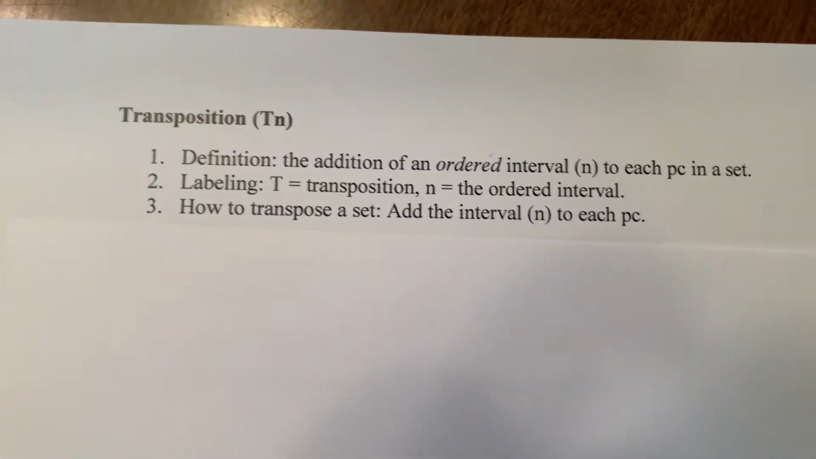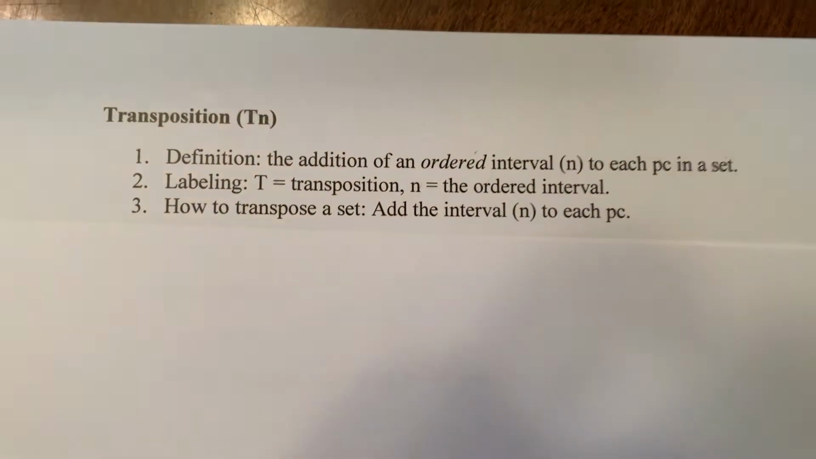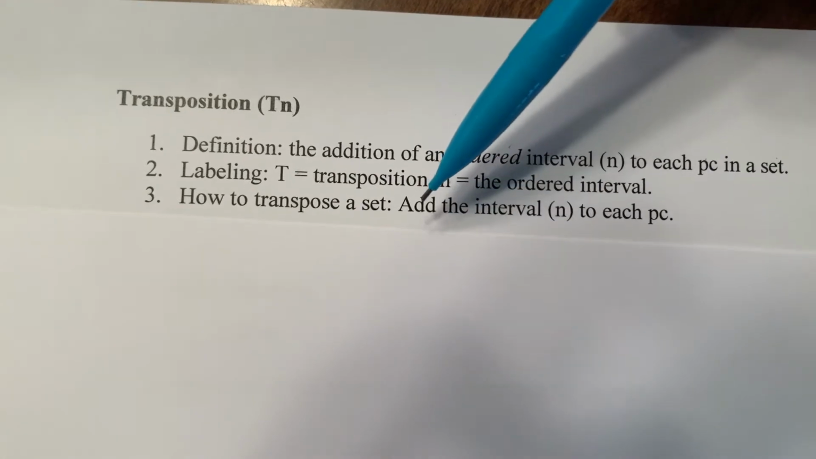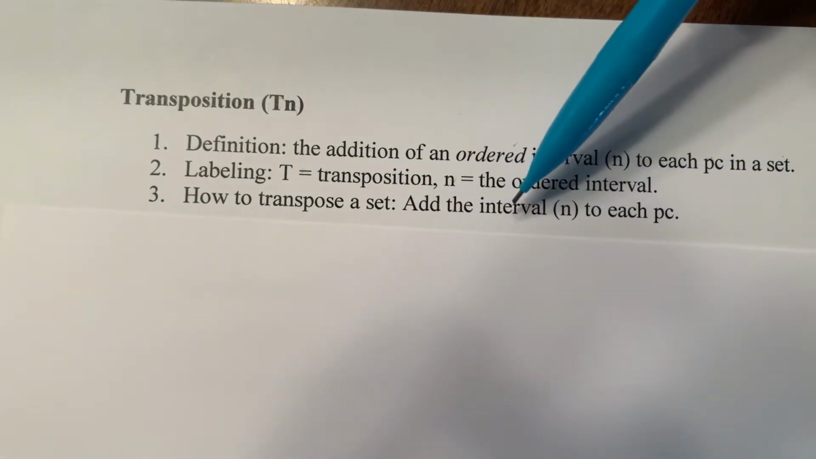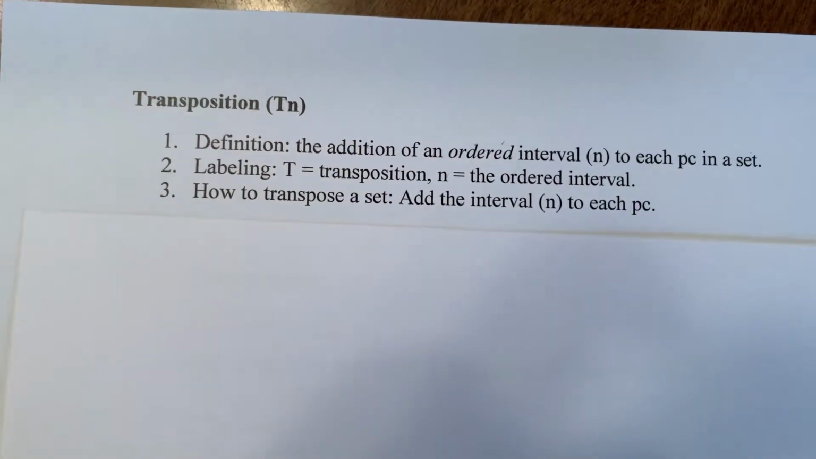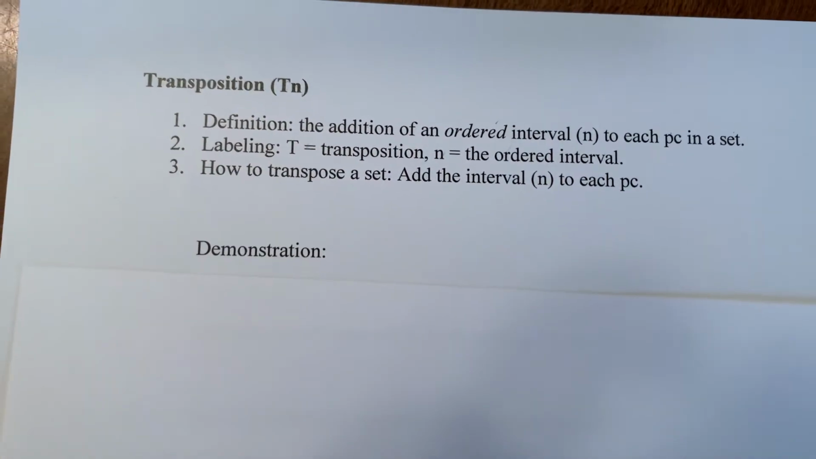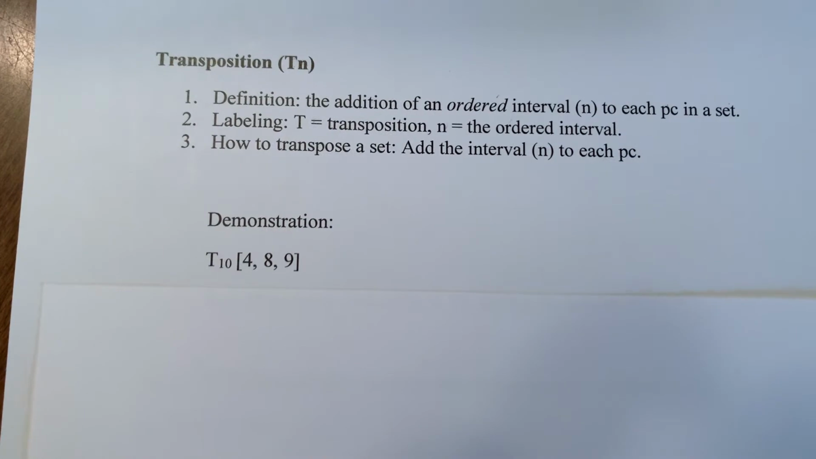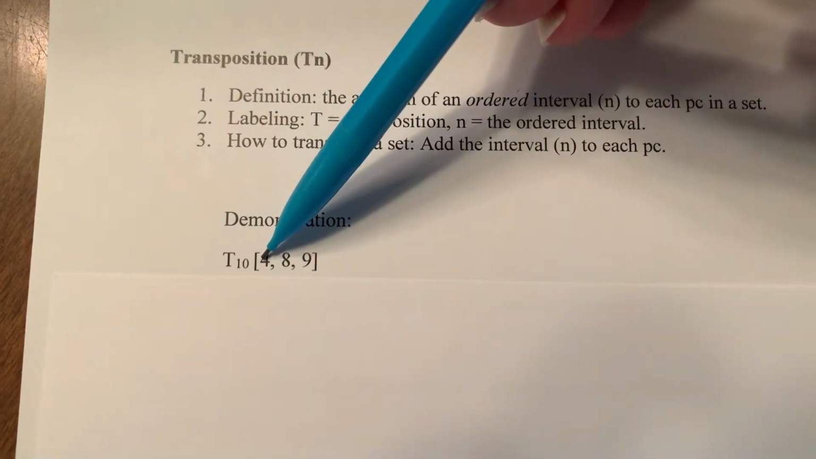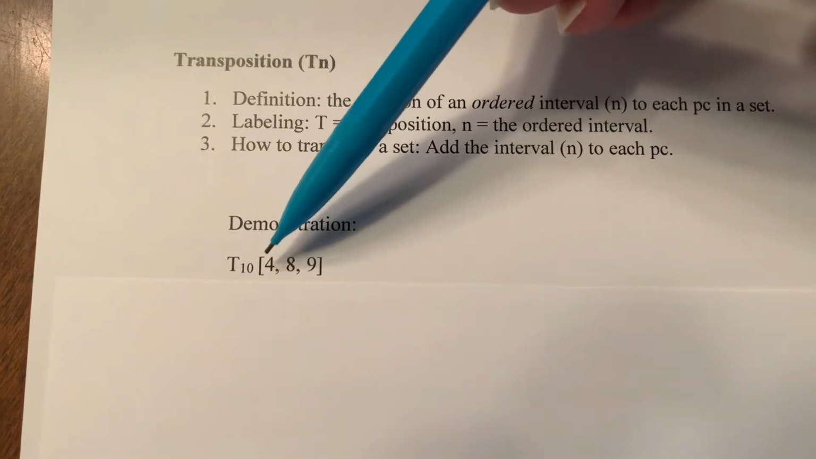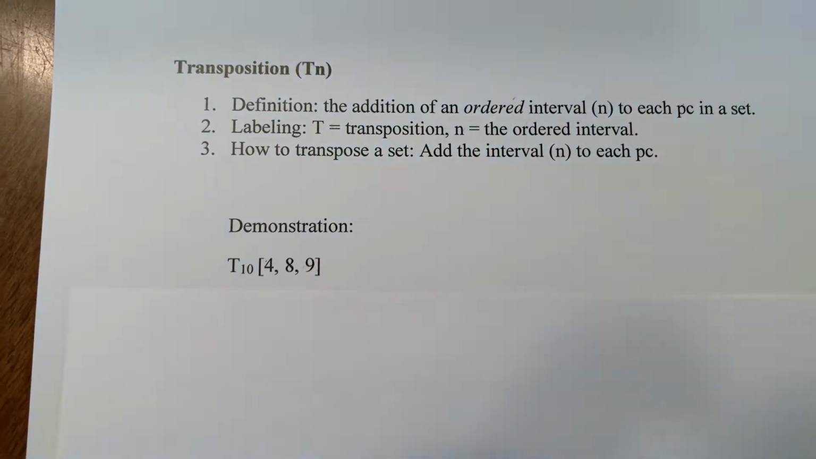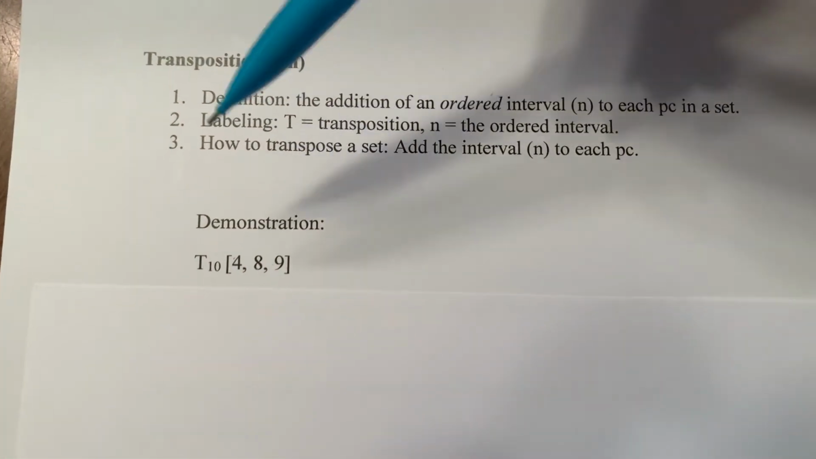All right, so how do you go about transposing a set? Again, that's the first thing we want to be able to do, and it's quite simple. All you're going to do is add the requested interval to each pitch class. For example, if I asked you to take the set 4, 8, 9, by the way, I'm putting all the sets this time in normal order to begin with. Let's just assume that we're going to use normal order in that way.